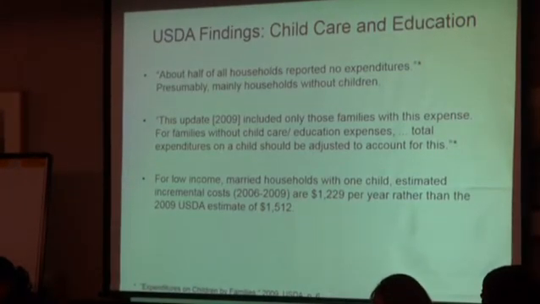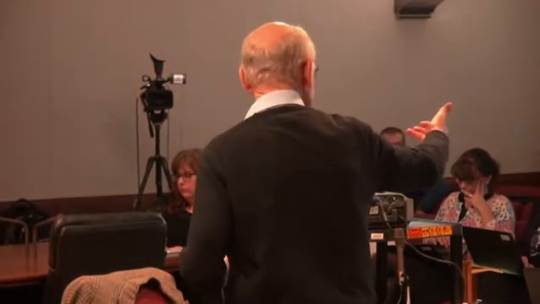So where the USDA gives you what I think are excessive numbers are where they deal with household collective goods, food, and housing and transportation. These are not so different.